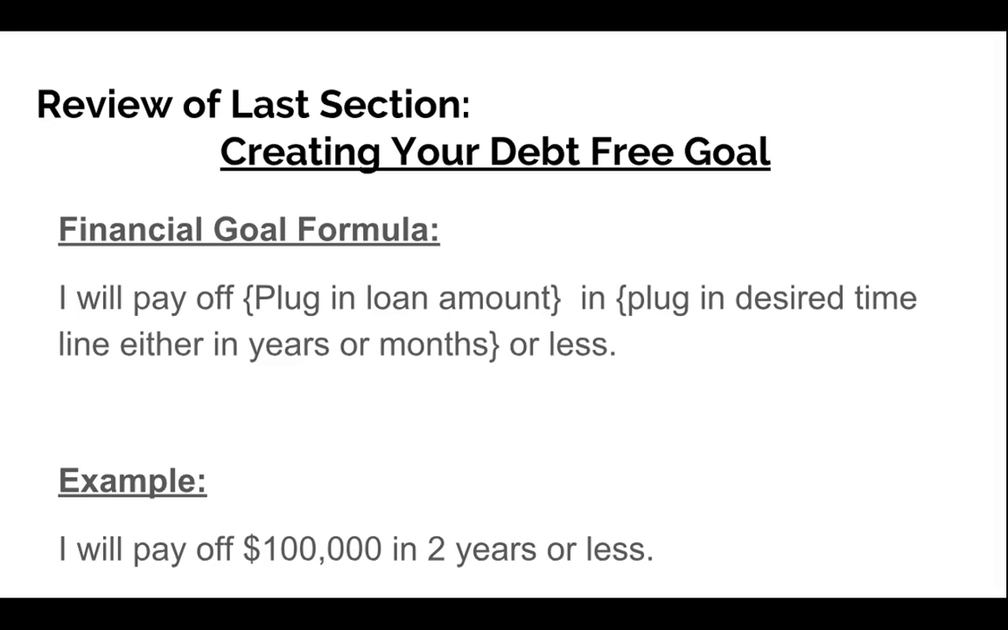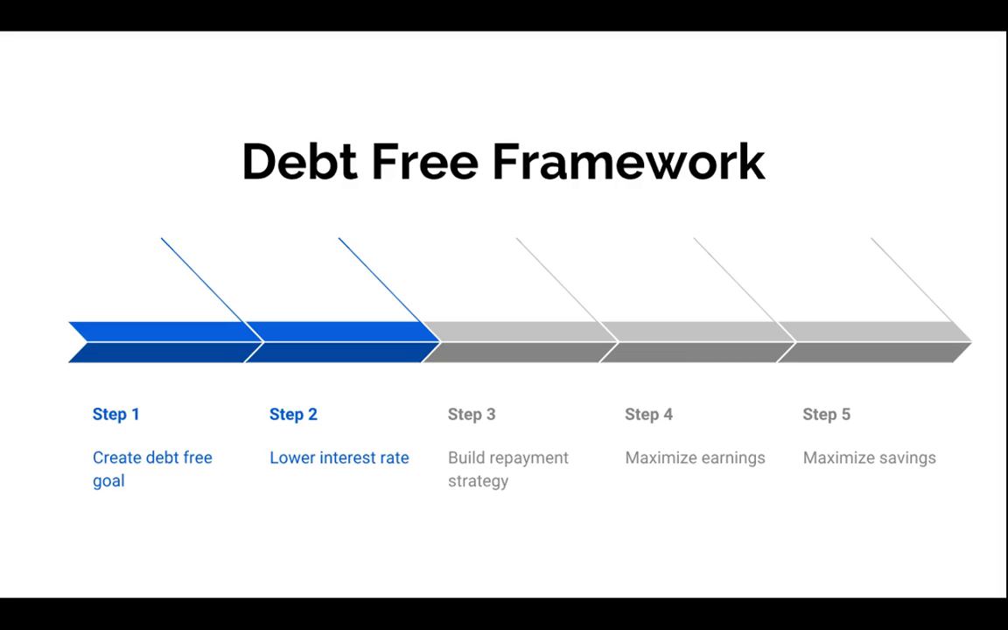Now, really fast though, remember that in step 1, we just created our debt-free goal. So make sure that you have that goal with you. And that goal is, for example, I will pay off $100,000 in 2 years or less. Now we're going to be moving on to step 2 in this debt-free framework, which is lowering your interest rate.